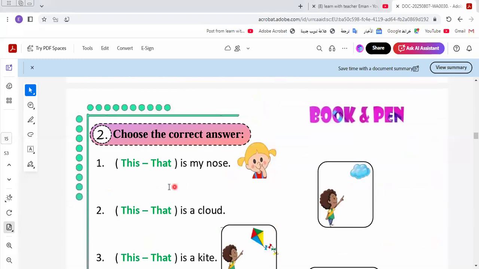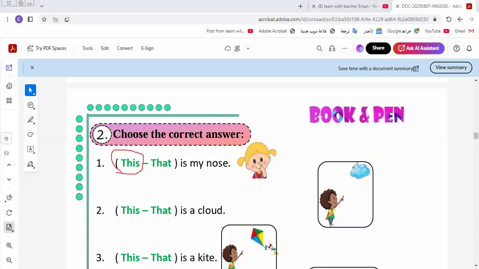Let's do this exercise together. So choose the correct answer. This is my nose. Is my nose far from me, or is my nose in my body? No, it's in my body. So is it near or far? It's near. So I select this.